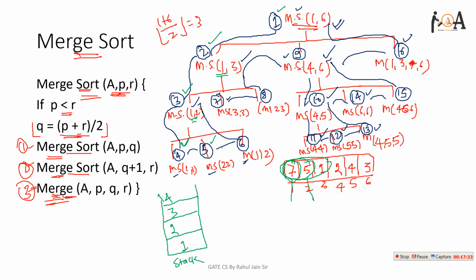So we need to merge them. So when 4 is executed, 5 will be placed here because it is the uppermost layer which I am getting empty in stack. So I will put the fifth activation record of the fifth function here. So 7 itself is sorted, 5 itself is sorted. Now 5 is executed completely.